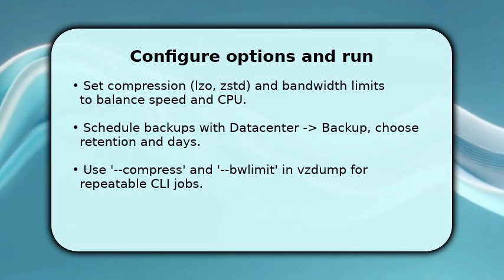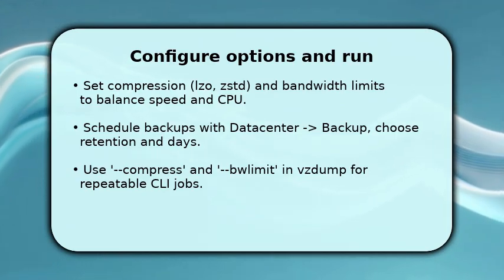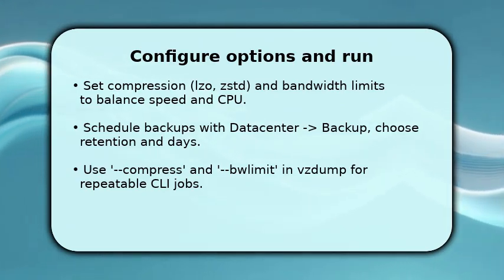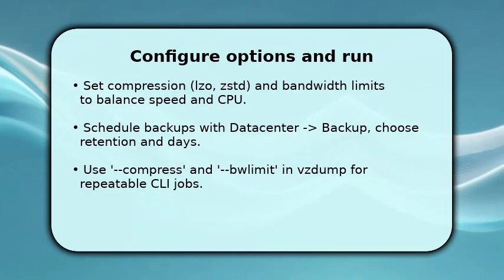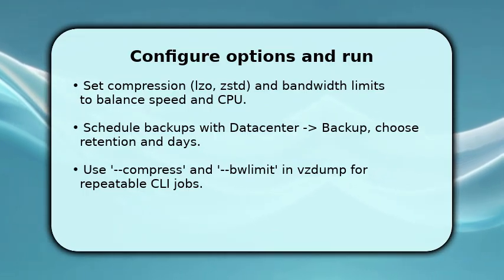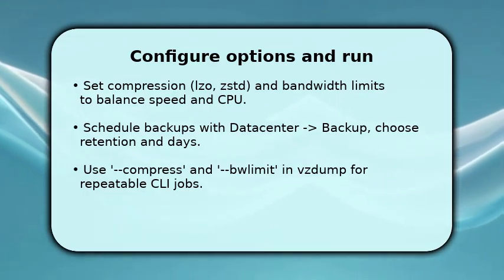If using CLI, include compress and BW limit flags and test with a single run. After a successful manual run, enable the schedule. Make sure snapshots complete and logs show no errors so automated runs will be reliable.